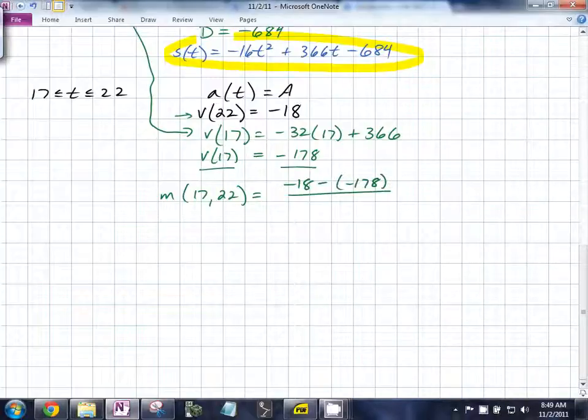So what's that going to be? It's going to be 160 over 5. So it's going to be 32. Okay, so we know that the constant, it's actually accelerating in a positive way because it's slowing it down, away from the direction it's going in. Oh, wow, what a nice number.